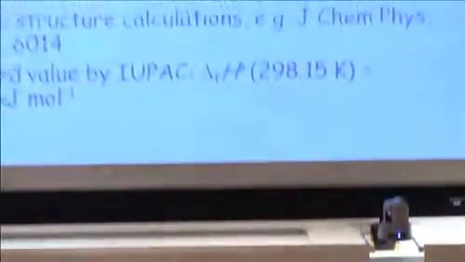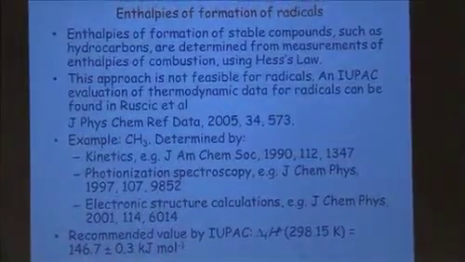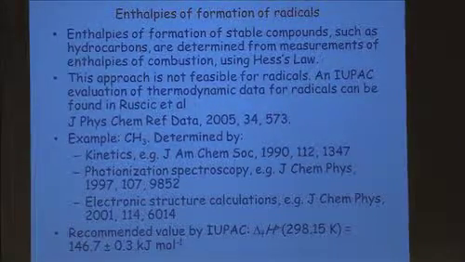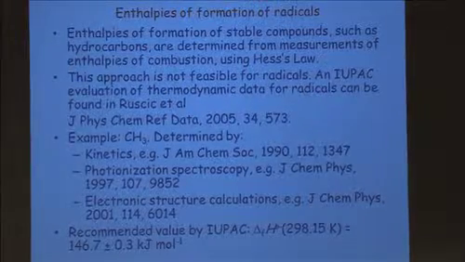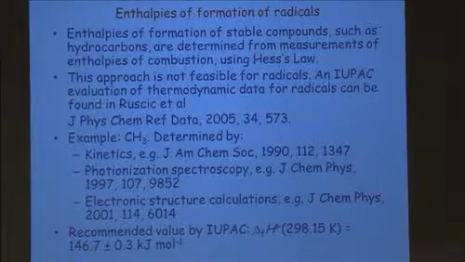And an important paper is this IUPAC review, the evaluation of thermodynamic data for radicals, published in 2005 in the Journal of Physical and Chemical Reference Data. It covers a relatively small number of radicals, but it is a definitive statement. Some of these have been somewhat updated since then, but by and large, it's a pretty good statement of those radical heats of formation.